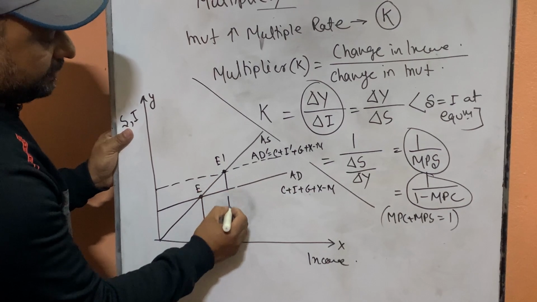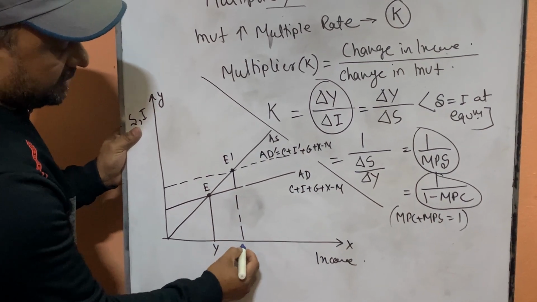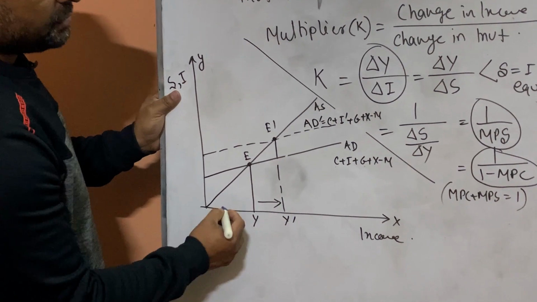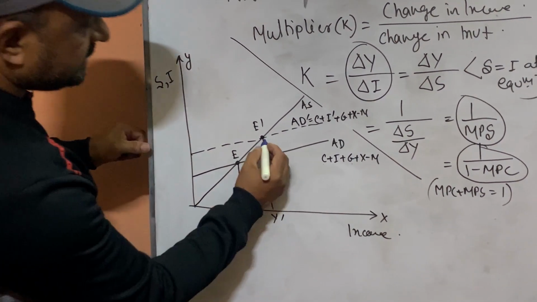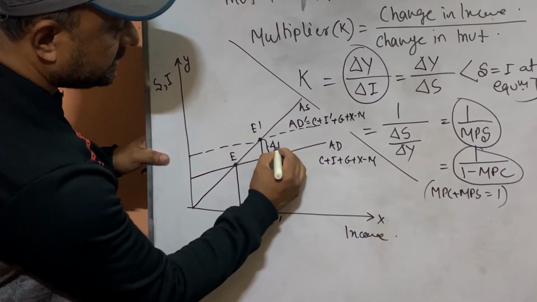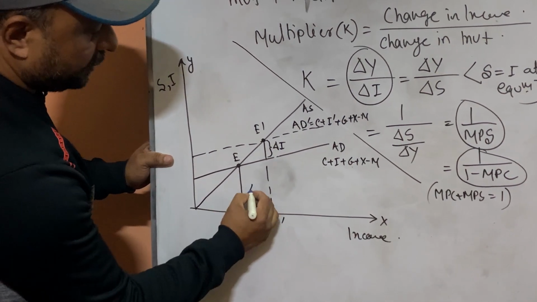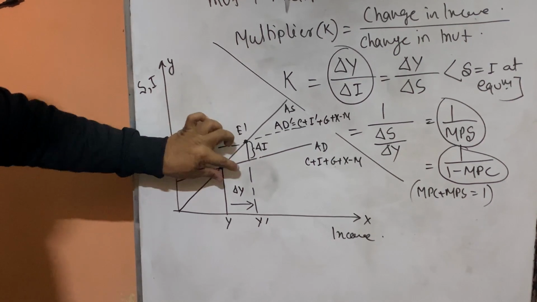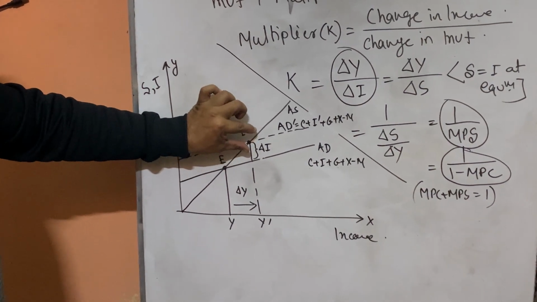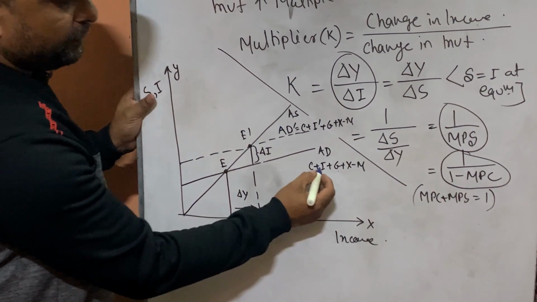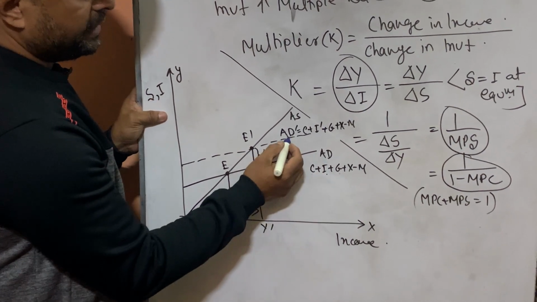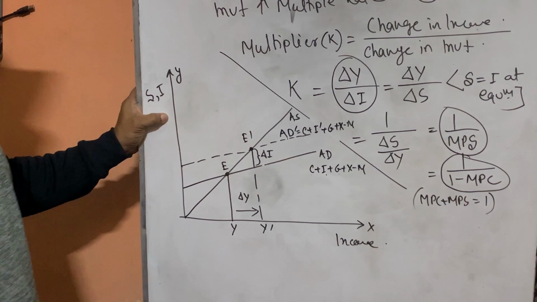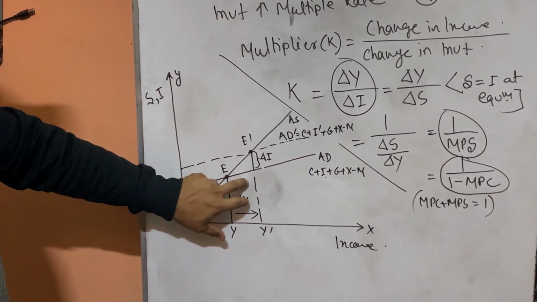Now what happens? See, earlier income was this much. Now income rises from Y to Y dash. So this is the multiplier. Due to the rise in investment by this much, our income rises by this much. So the ratio delta Y by delta I is the multiplier. So what we see is, if we increase our investment, our aggregate demand rises, and then the income of the economy also rises. This is the multiplier function.